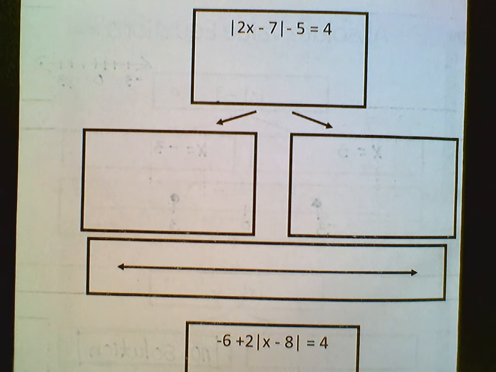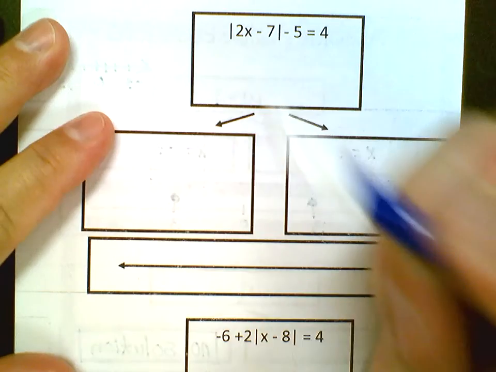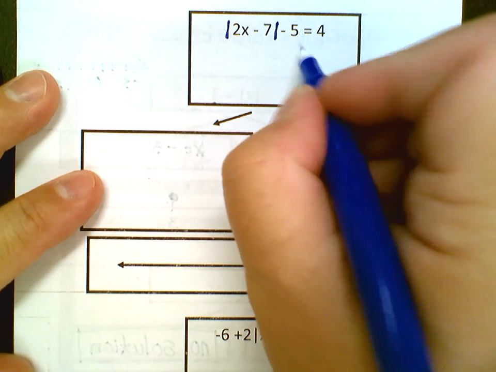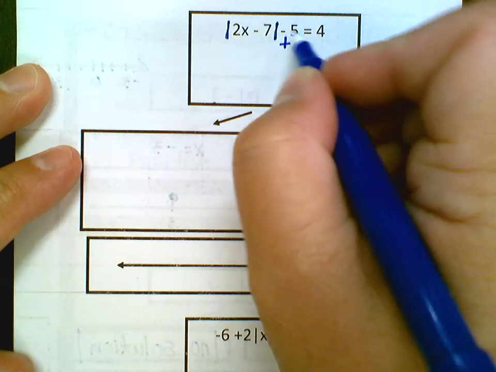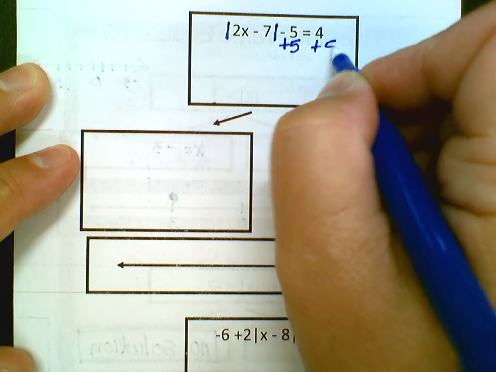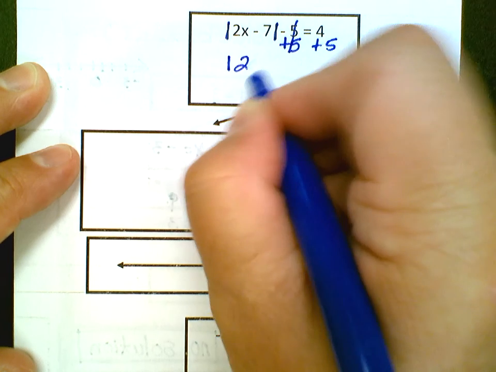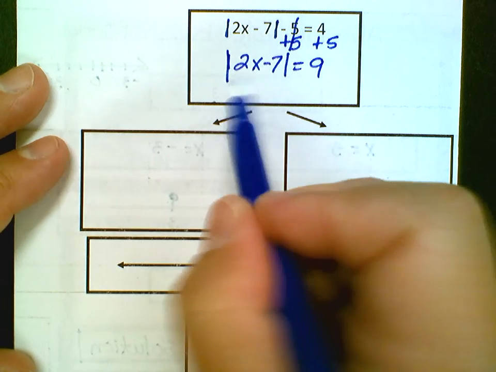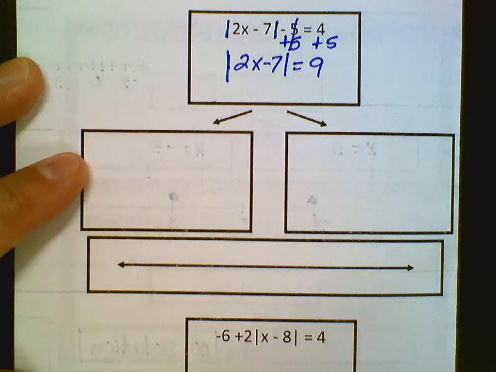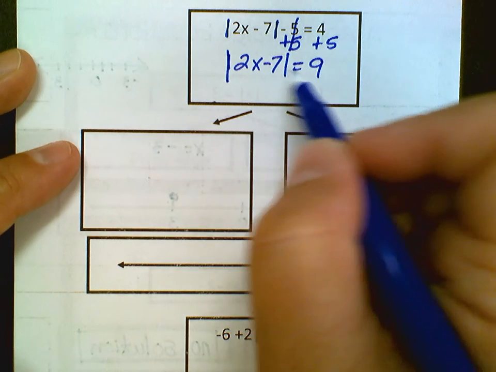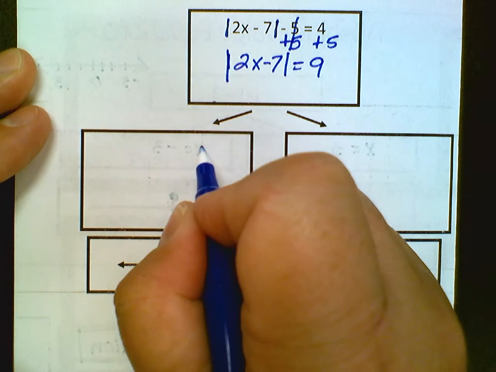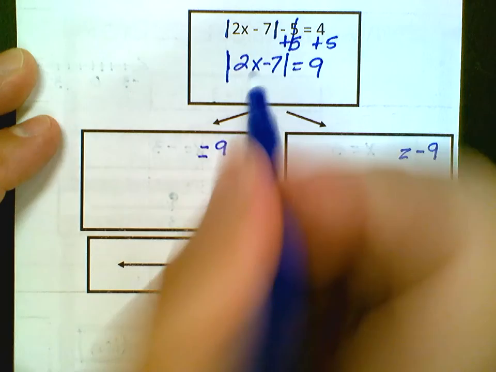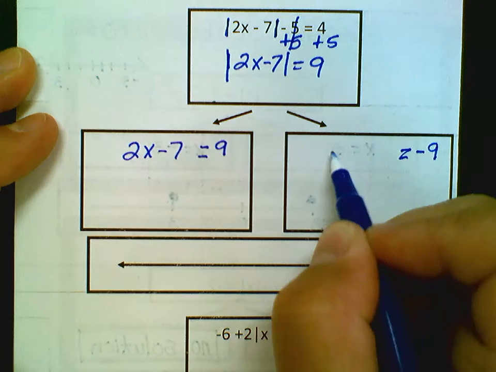So flipping the page, I am looking at my absolute value. Ooh, and that is not isolated. Before I write my two equations, I have to add the 5 over here so that I am isolating my absolute value. 4 plus 5 is 9. Now it's isolated. Everything left is inside the absolute value. So this stuff is 9 units away from 0, meaning it has to be equal to 9 or -9. And the stuff inside is 2x minus 7.